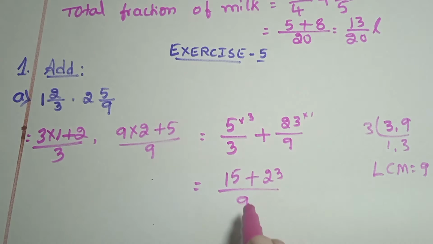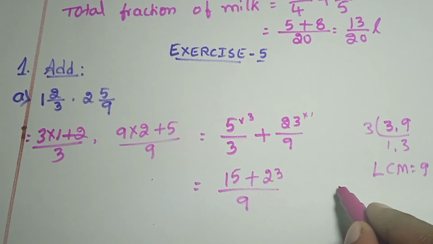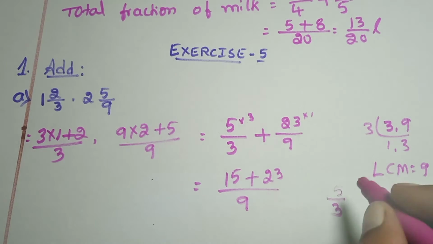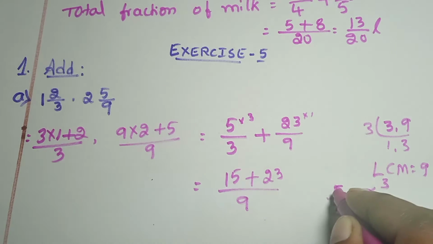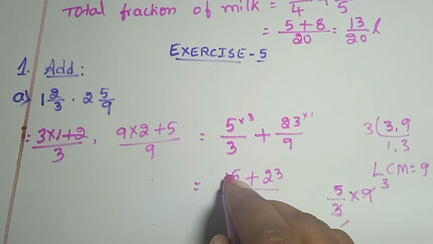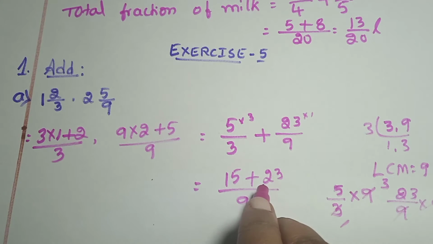Okay, 3 ones are 3, 3 threes are 9. Okay, children, 3 threes are 9. That 3 we should multiply to the numerator. Okay, see here, children, 5 by 3 into 9. If this LCM you have written here, 3 threes are 9. This 5 is multiplied with 3. That is 5 threes are 15. Okay, another one is 23 by 9. It is very easy. 9 will get cancelled. It becomes 23 only. Okay, easy now, children.